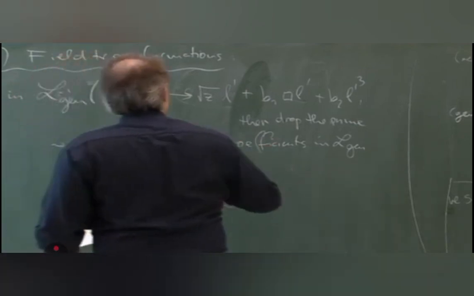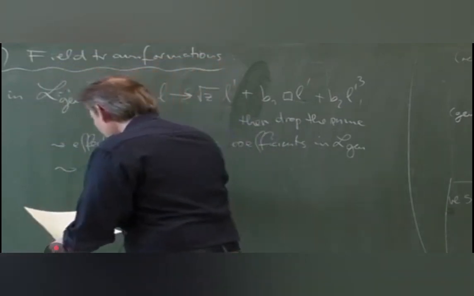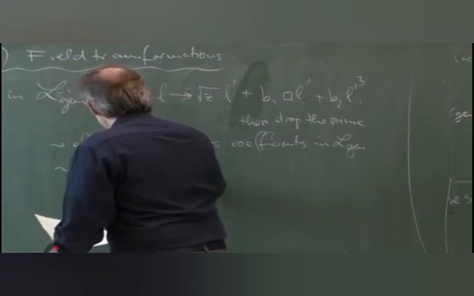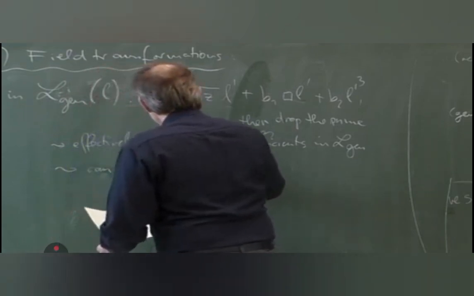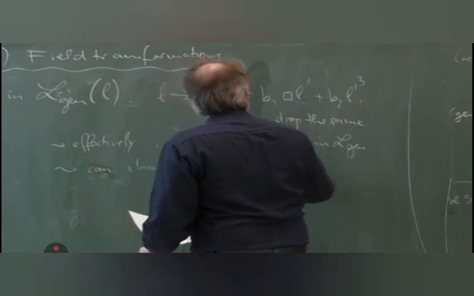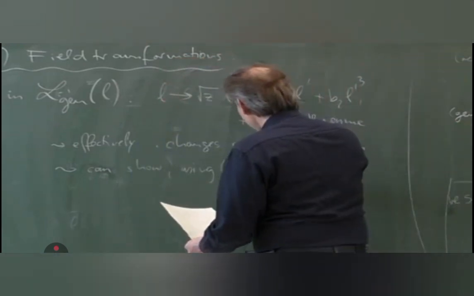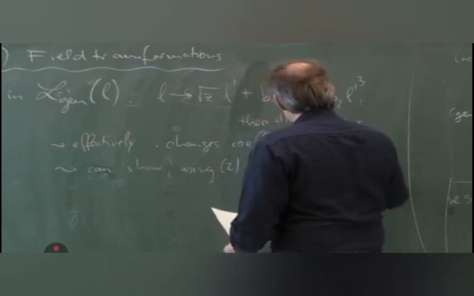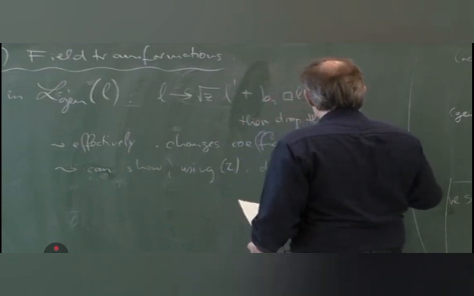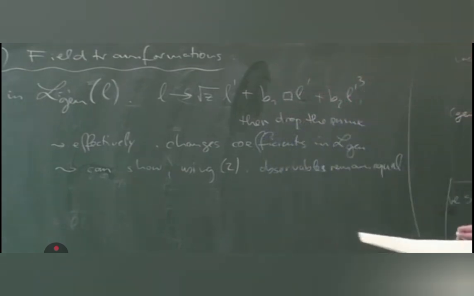actually let me not write down the general thing, but let me draw one more conclusion. So we can then show, using the result that we had before, the explicit calculation of the observables, that the observables remain equal. So in other words, that can be explicitly verified.